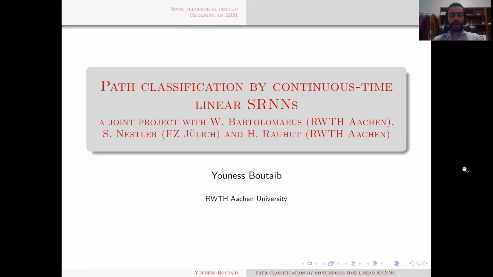Hello everyone. Today I'm reporting on the outcome of a first project within a series of projects that tries to investigate the role of recurrence and stochasticity in biological neural networks. This first part is entitled Path Classification by Continuous Time, Stochastic Recurrent Neural Networks with Linear Activation Functions. And it is a joint work with Wiebke Bartholomeus and Holger Rauhut from the University of Aachen and Sandra Nessler from the Research Center of Jülich.